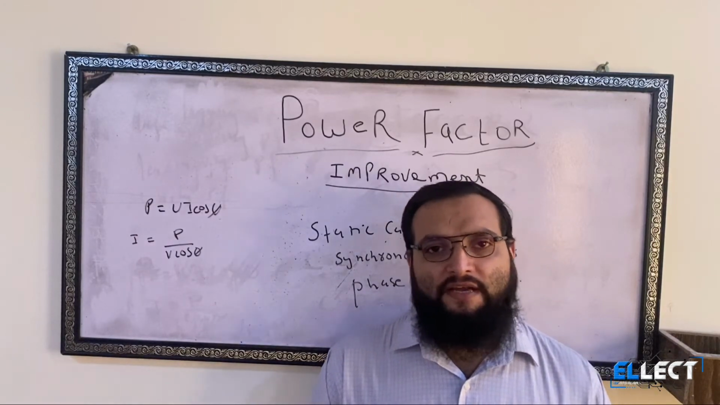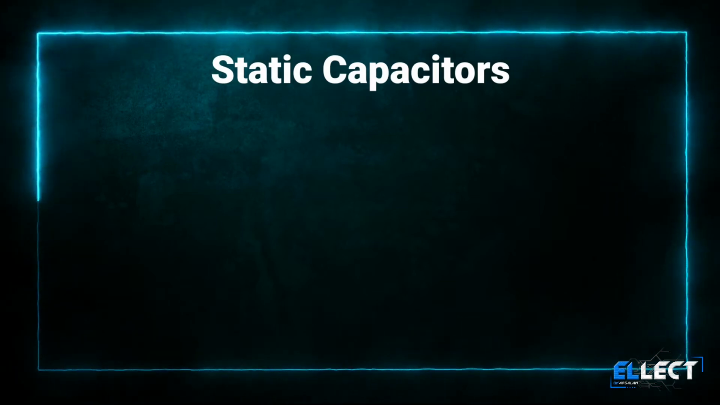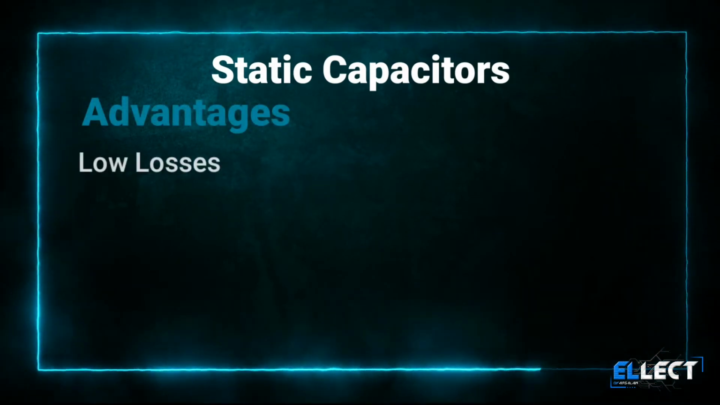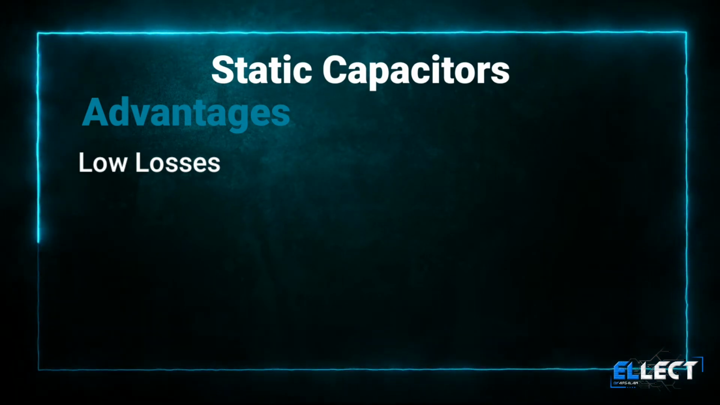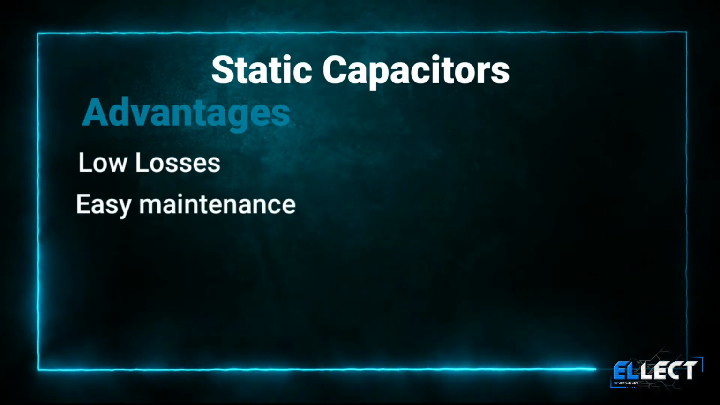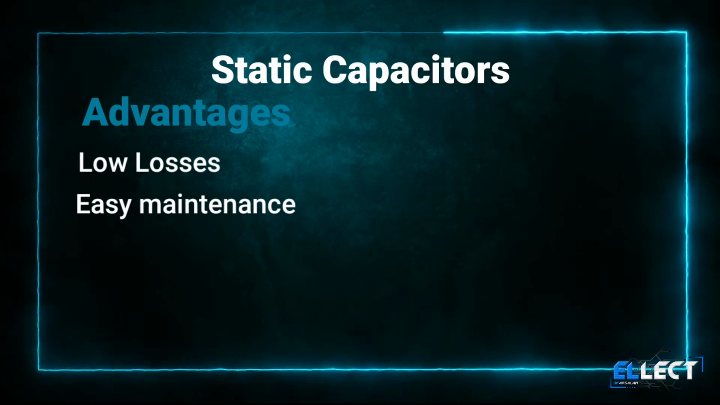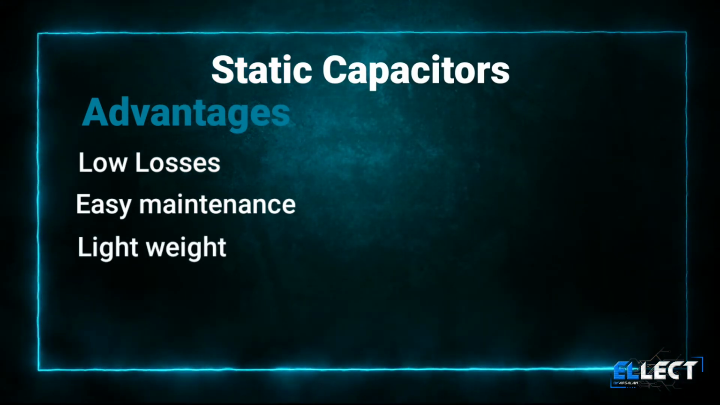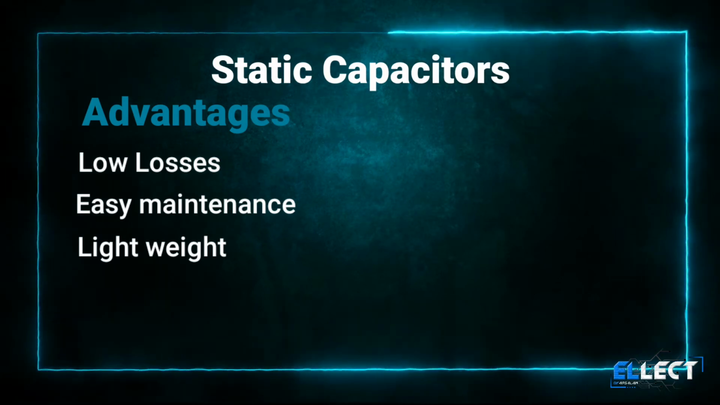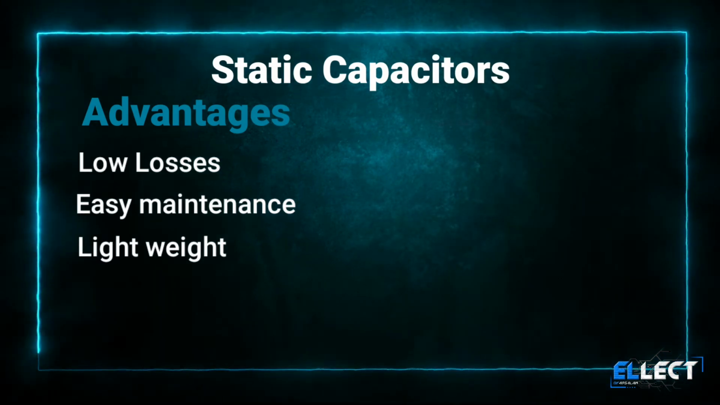Now coming to the advantages of the static capacitor. In a static capacitor there is a low number of losses as compared to other methods. It has no moving or rotating part, so maintenance is easy. No foundation is required for the installation. It is light in weight. Those were the advantages of the static capacitor.